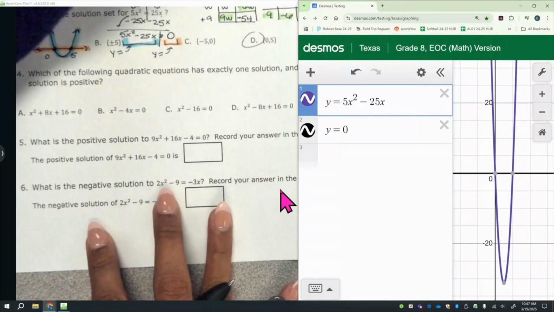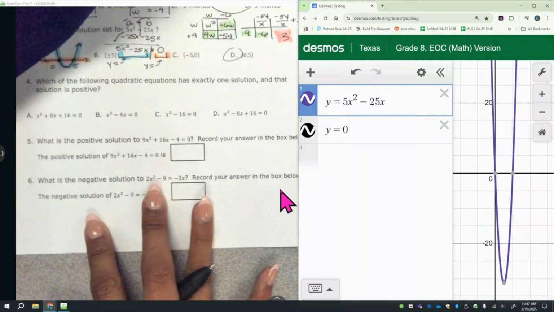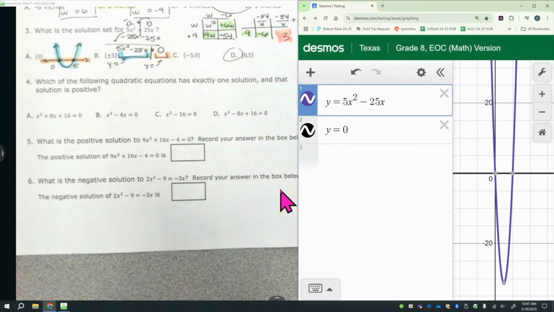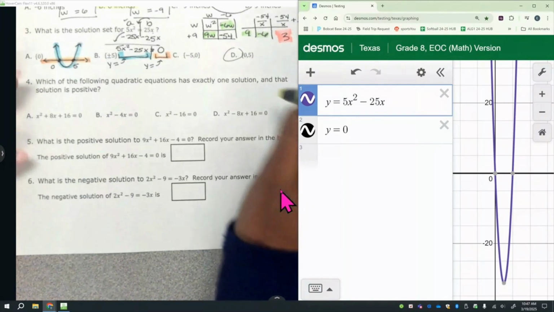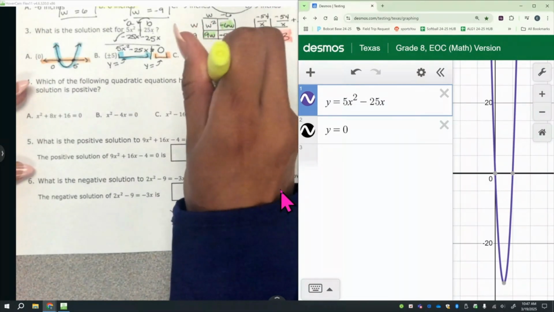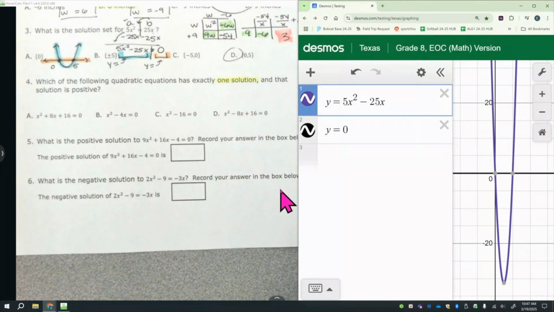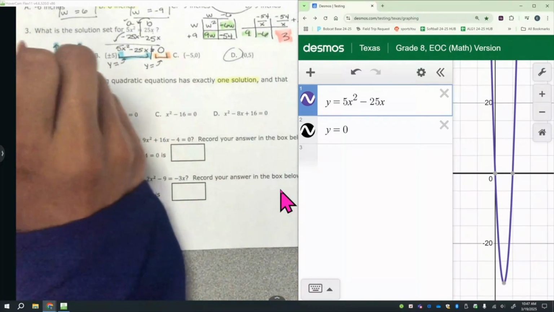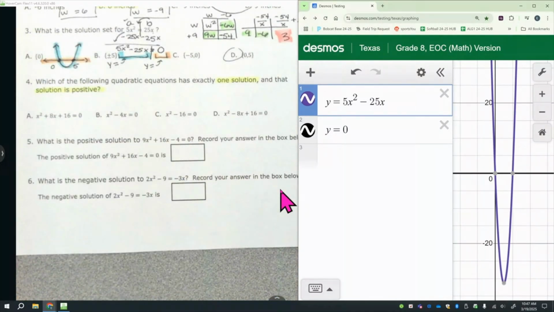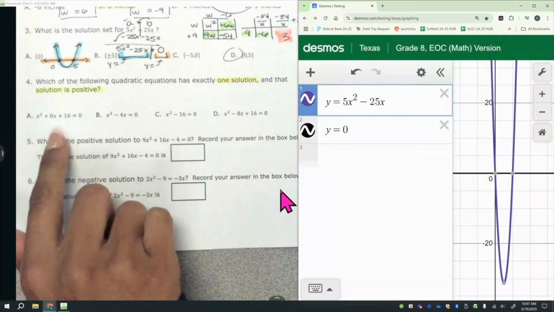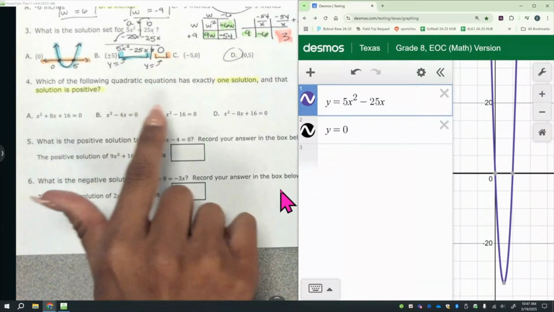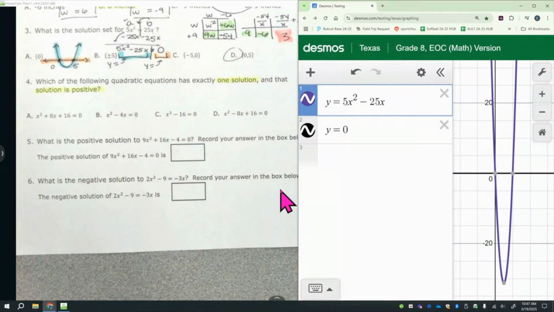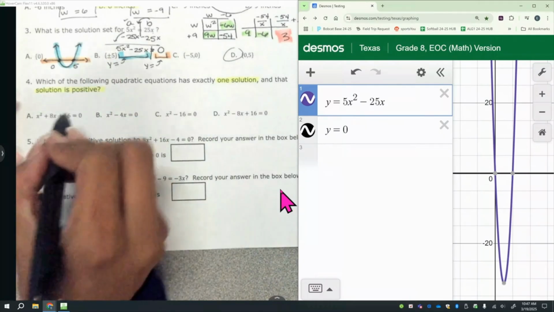Number 4 says, which of the following quadratic equations has exactly one solution and that solution is positive? So I'm going to highlight that because there's two key pieces of information here. It says it has one solution and that solution is positive. So it would take a lot of time doing the box for each one of these. So I'm going to do the shortcut way like we did in number 3.